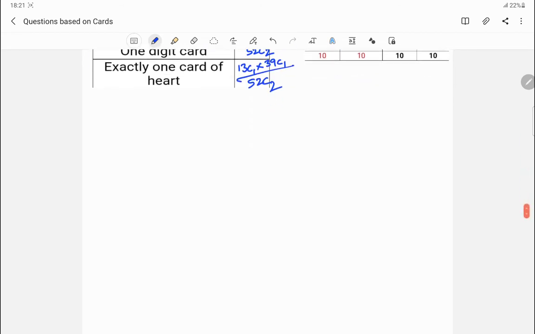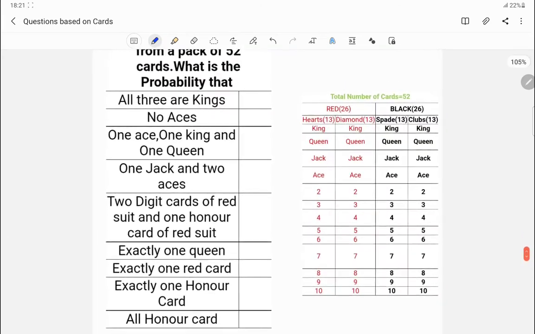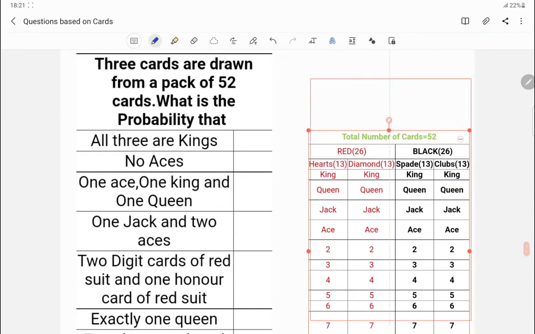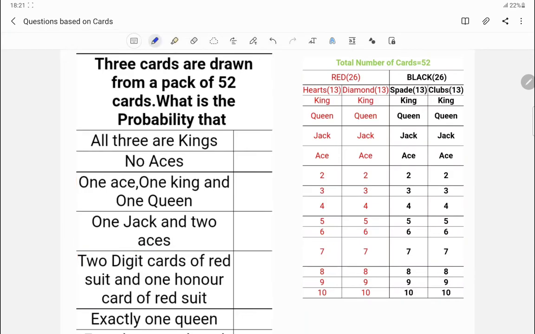Now let us look at another question. In this question, 3 cards are drawn from a pack of 52 cards. So the denominator will be 52C3, and the numerator will be decided based on the type of question.